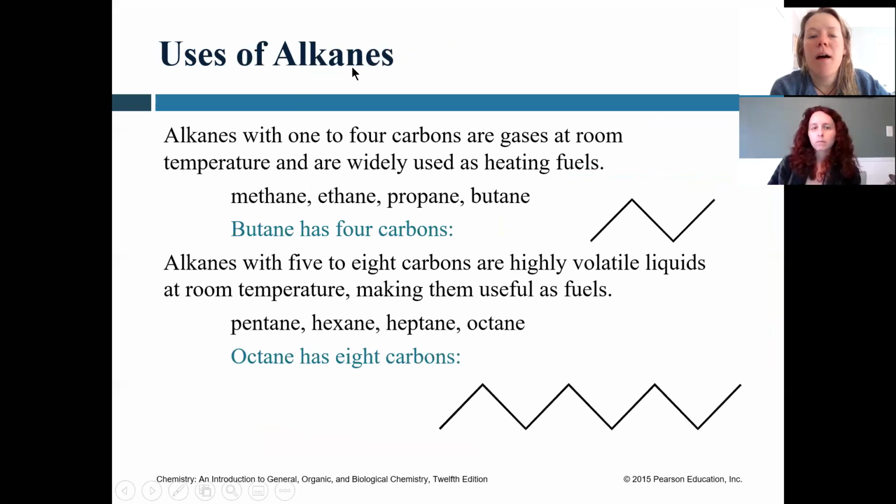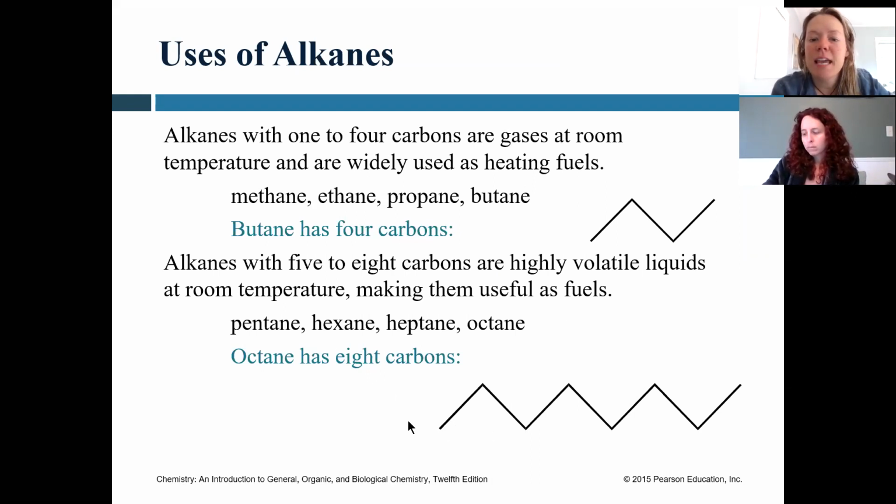So in general, alkanes with 1 to 4 carbons will be gases at room temperature. They're super light, right? They don't have a lot of carbon chains, so they're kind of airy. They float around. So methane, ethane, propane, and butane are all going to be gases at room temperature.